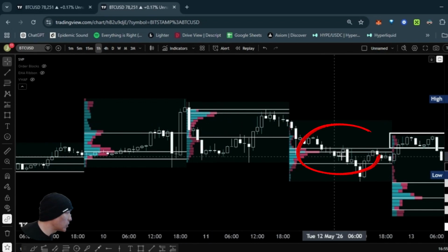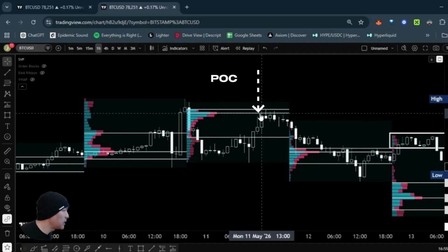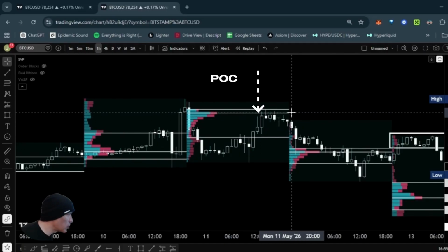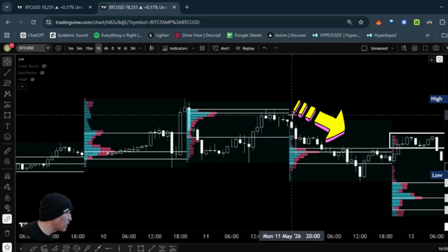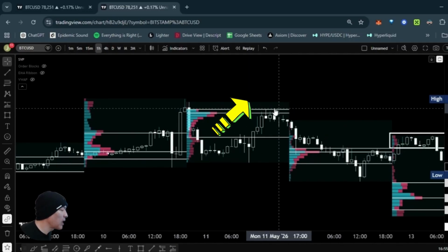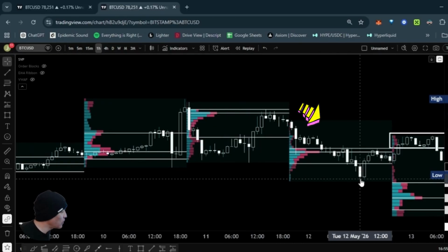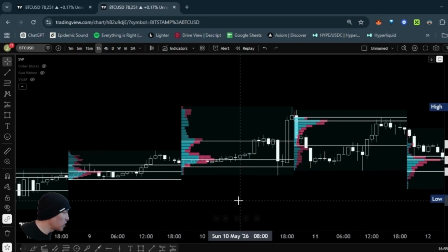So again, this is the session I'm looking at right here. This is the point of control. And you can see as soon as the next session starts, it doesn't even hesitate. It didn't even come back to touch this. It just came straight down and made up the long that happened in the prior session. So if it went up, the next session, most often it's coming down. And you can do this over and over again.